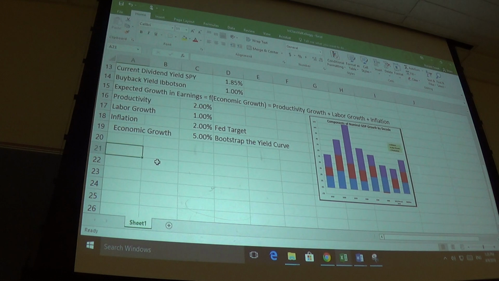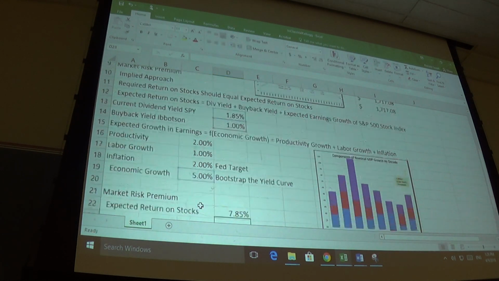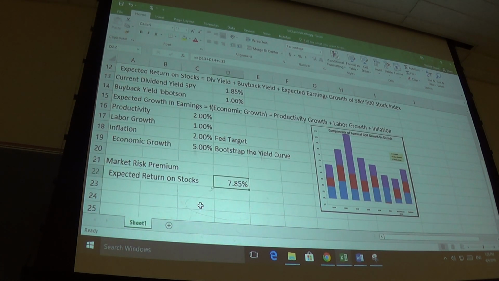So what does that give me for a market risk premium? So the expected return in stocks is going to be a dividend yield. I'm going to add back a buyback yield plus my economic growth. I'm expecting stocks to make 7.85%. I think anything in the 6 to 9% range is reasonable. 6 may be a little bit low. You'll probably get 6 if you don't add back in the buyback yield. That's one of the reasons I like adding back the buyback yield, because I think you get a more reasonable number for expected return on stocks.